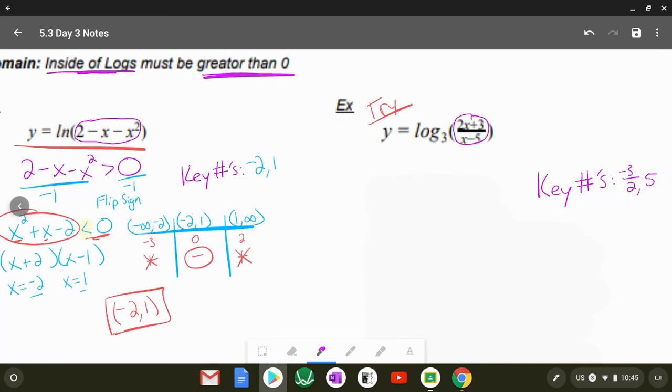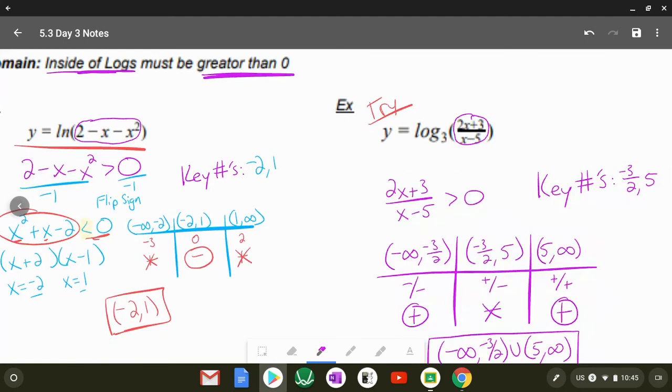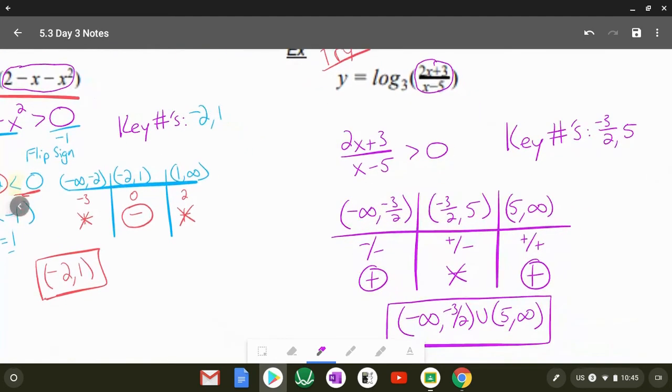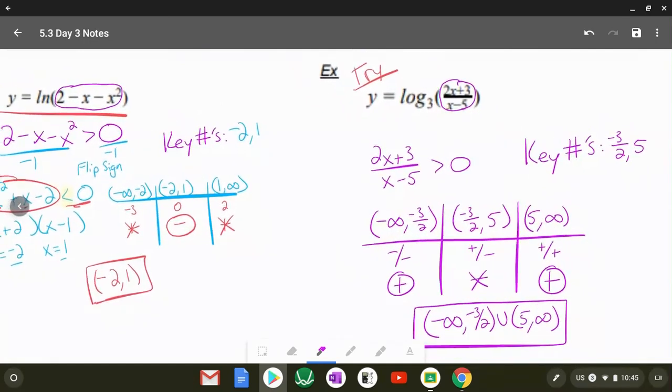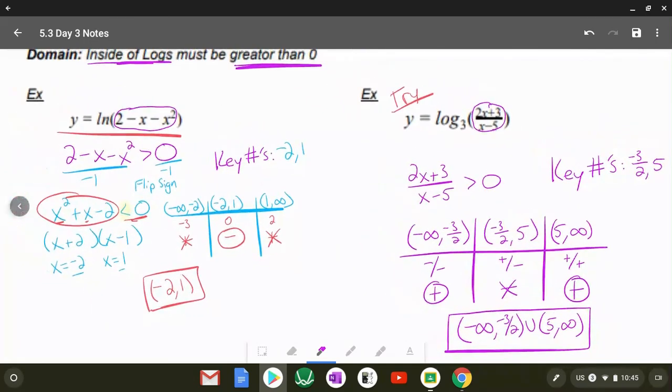If you're still good, here's the rest of the work. So again, we found those key numbers by setting up that inequality, and then we tested each number in those 3 intervals, and we found that the lower and upper end intervals worked. So that is our final answer. And that's how you find the domain of log functions algebraically.